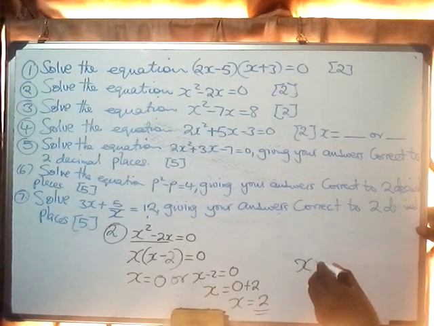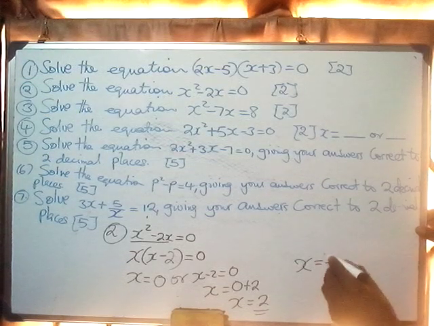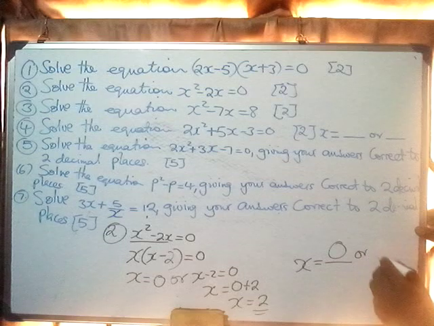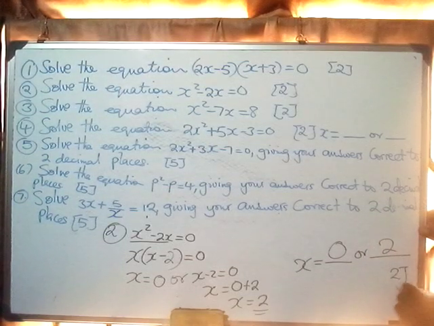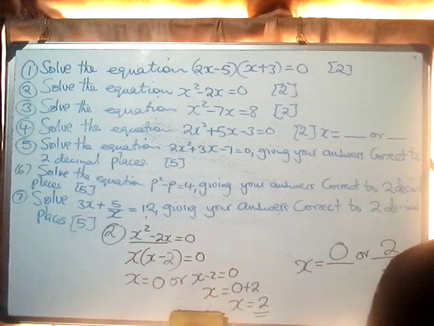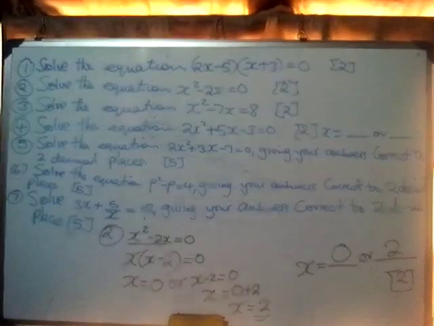So as usual, at the answer space there, it is written x is equal to, we are going to put 0, or x is equal to 2. And you are going to be awarded with the 2 mark allocated to that question. We go now to the next question, which is question number 3.